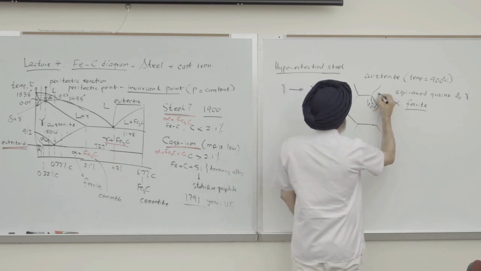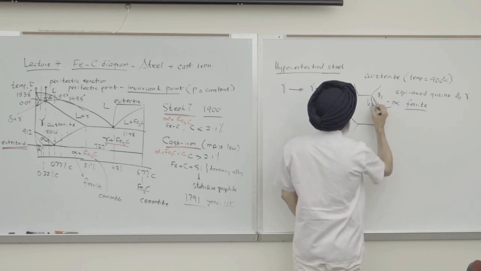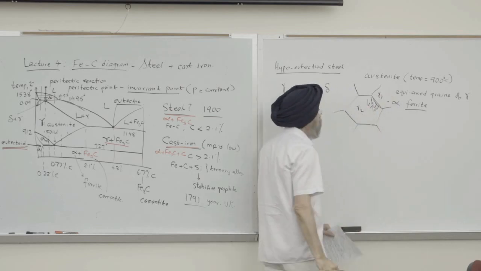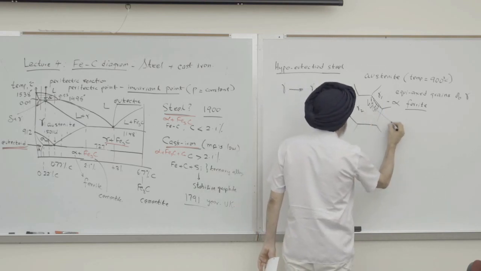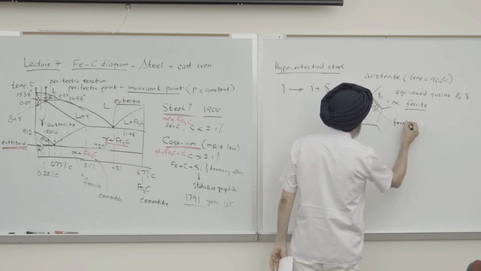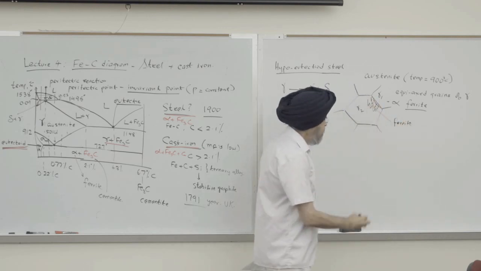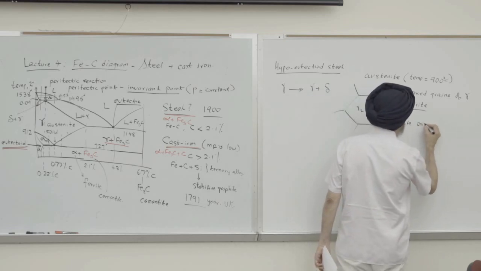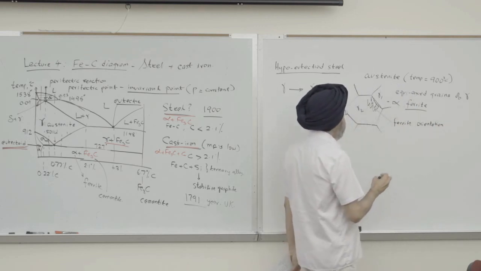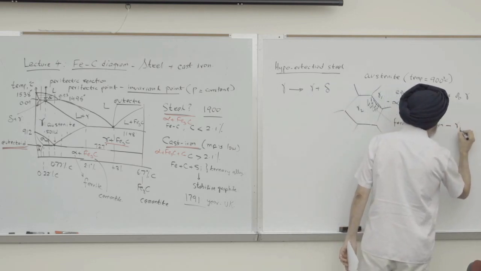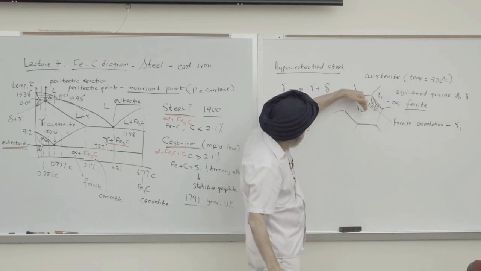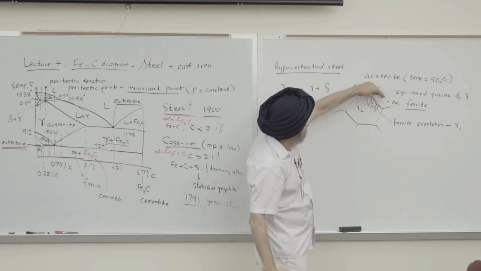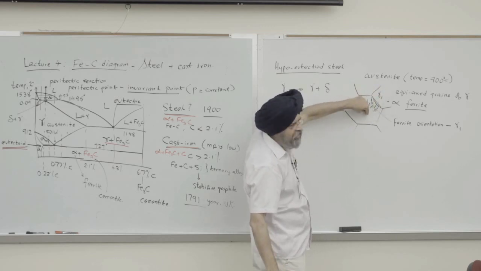So let's call this gamma. This is gamma 1 grain. This is gamma 2 grain. So this ferrite that is growing will have a certain orientation, right? This orientation will have a link to gamma 1. So this ferrite is growing, it's almost like it's growing on gamma 1. It has a relationship with gamma 1 in terms of orientation, not with gamma 2.